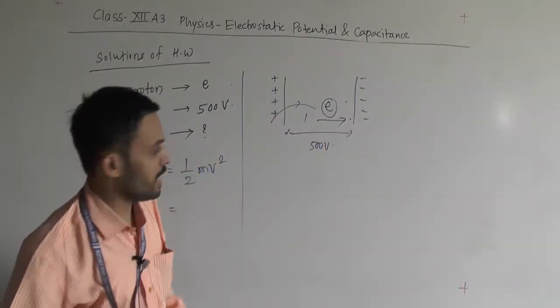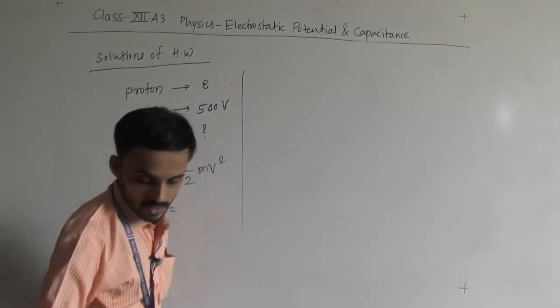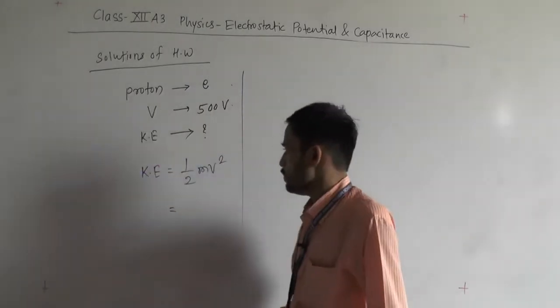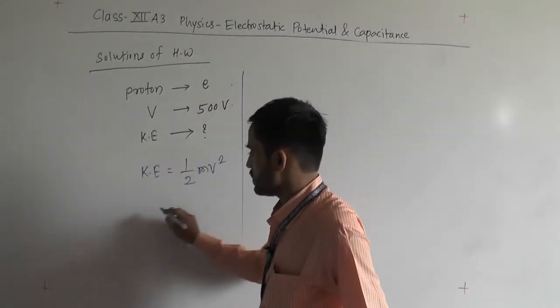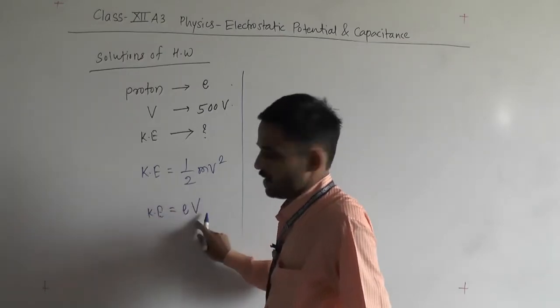So how to solve that? Actually the formula is very simple. Formula is E into V. What is that? E into V. Actually kinetic energy can be written as, always keep in mind, E V naught, actually E into V. Okay.